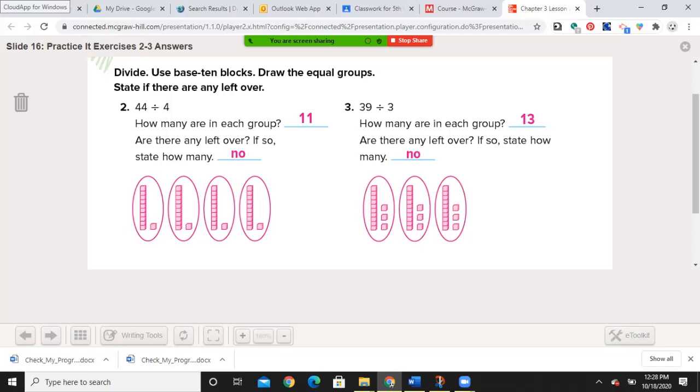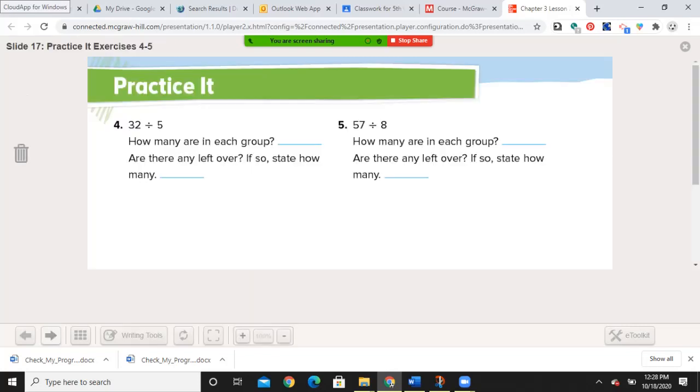There was 11 in each group because there's 1 ten in each group and then 1 one. There were no left over. In this one, we had 3 groups of 10, put 1 in each section. And then the 9 divided by 3, that's an equal one. It doesn't have a remainder. So 3 in each, no left over.